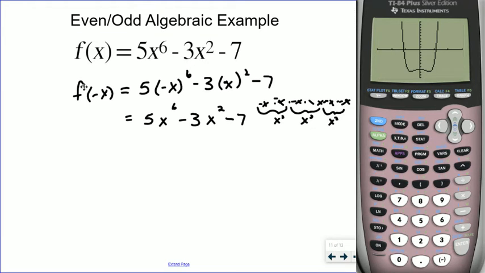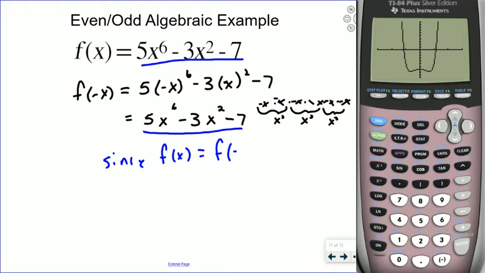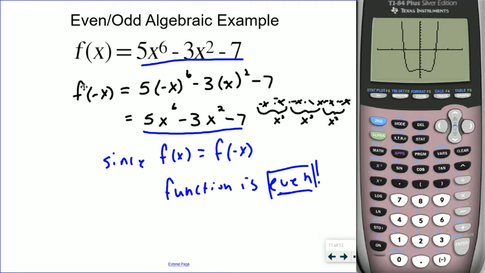So if we take a look at this function that we just got out, and we compare it to our original function, we see that those two things are identical. So since our original function f of x is equal to our new function f of negative x everywhere, then our function is even. Yay! We got an even function. Okay? And again, that hopefully matches your intuition by what you saw on that calculator.